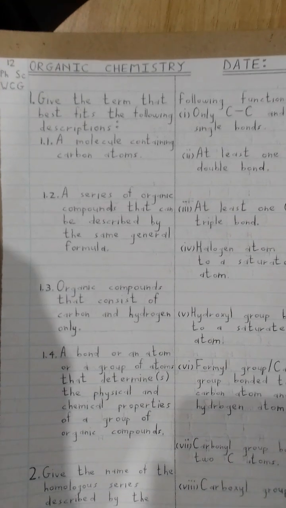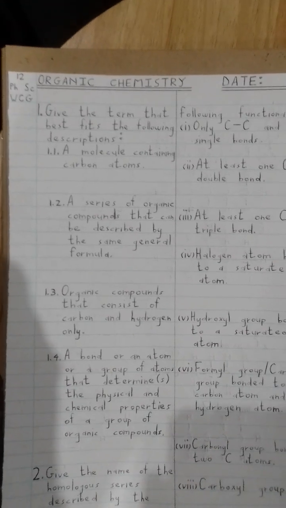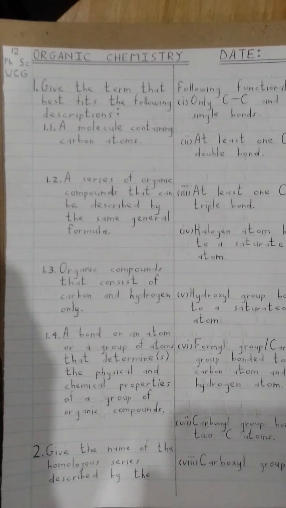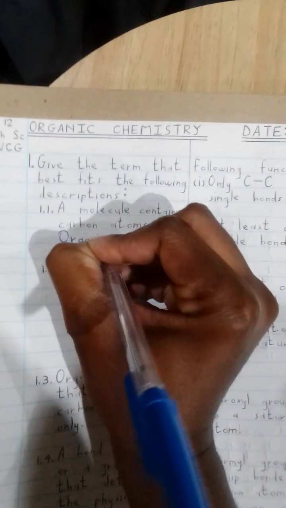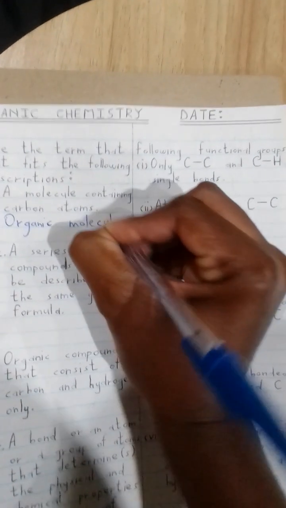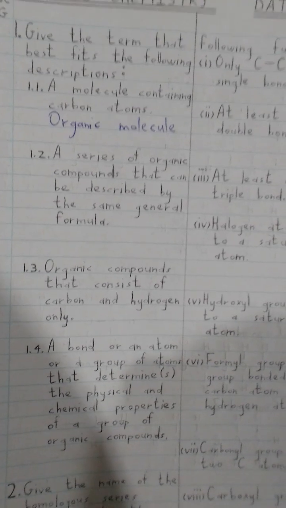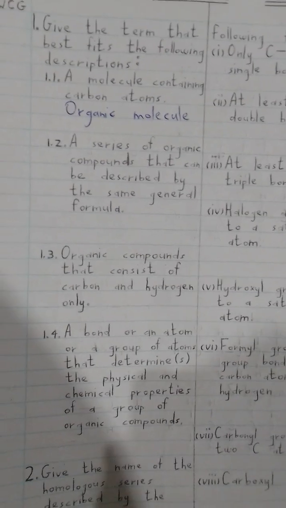Number 1 states, give the term that best fits the following descriptions. A molecule containing carbon atoms. Now, any molecule that contains carbon atoms is called an organic molecule. (1.2) A series of organic compounds that can be described by the same general formula, that is called a homologous series.